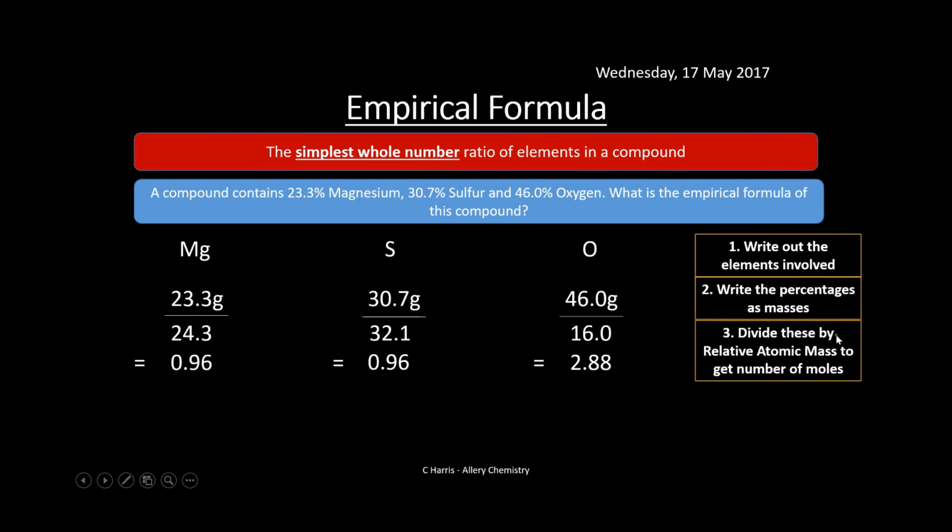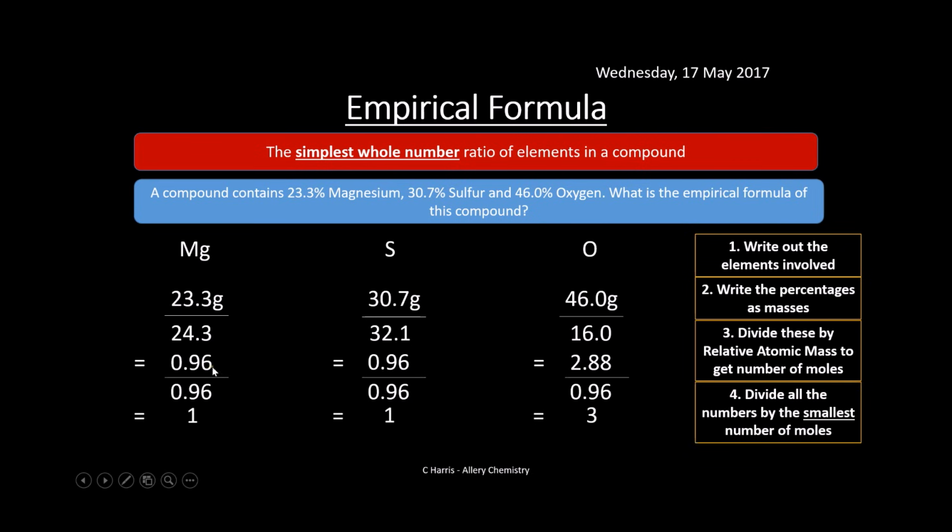We then divide these by the relative atomic masses to get the moles. So this is the relative atomic mass of magnesium, this is the relative atomic mass of sulfur, and that's the relative atomic mass of oxygen. So we just divide them, and then what we get is the number of moles. And you can see obviously we've got these decimals here. Then what we do is we find the smallest number, which in this case is 0.96, and divide all the numbers by that number. And what we should get is a ratio.